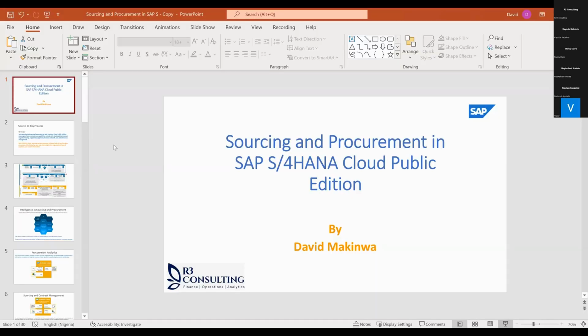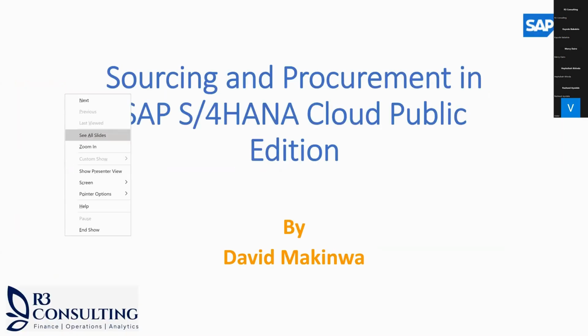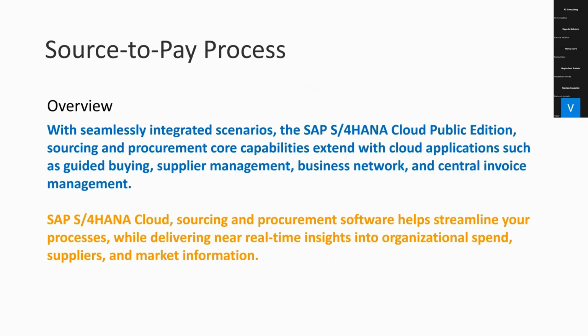On our cloud edition, sourcing and procurement core capabilities extend with cloud applications such as guided buying, supplier management, business network, and central invoice management. So sourcing and procurement, SAP S/4HANA Cloud software helps streamline your processes while delivering real-time insight into organizational spend, suppliers, and market information. So one of the key features here is the real-time insight. You don't have to rely on stale data to make accurate decisions. All right, so this is the overview of what I'll be sharing with you today.